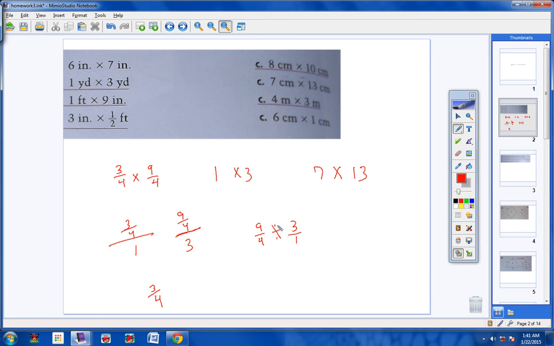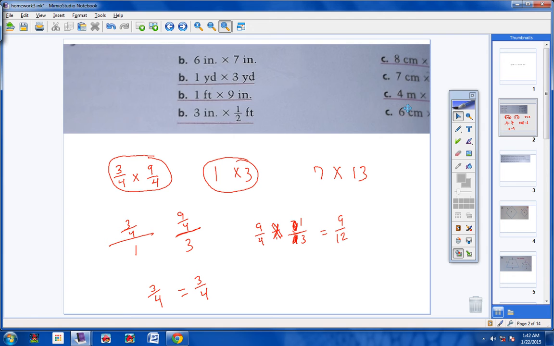Then we're going to multiply, and we're going to flip this fraction, so it becomes 1/3. Well, 9/4 times 1/3 is 9/12. Reduce that and look at what you get. 3/4. So there we go. These dimensions here are similar. The rectangle that has these dimensions here is similar to this rectangle here that has these dimensions here. Okay? Alright, moving on.